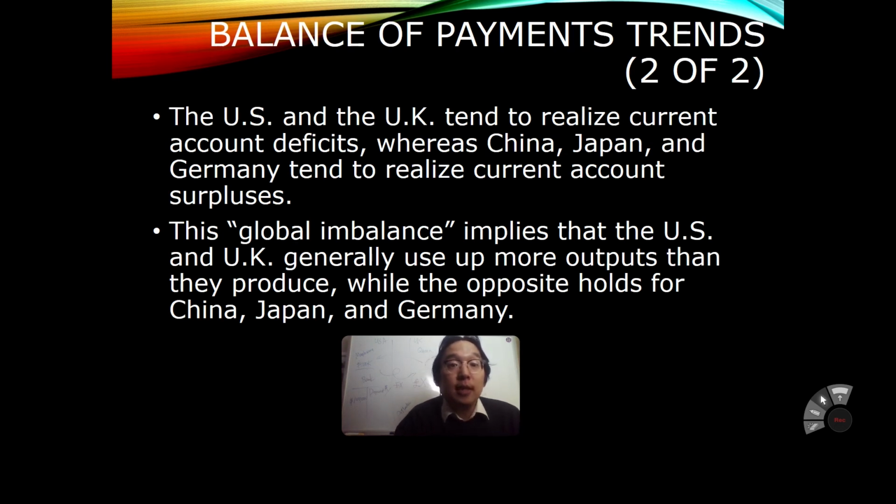The US and the UK tend to realize current account deficits, whereas China, Japan, Germany, and perhaps Korea tend to realize current account surpluses. This global imbalance implies that the US and the UK generally use up more output than they produce, while the opposite is true for China, Japan, Germany, and Korea.